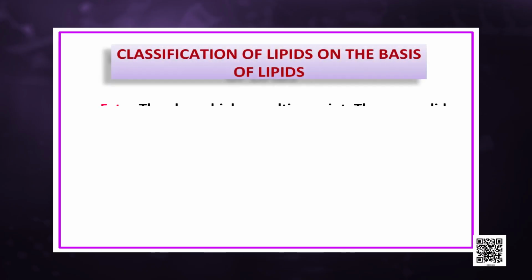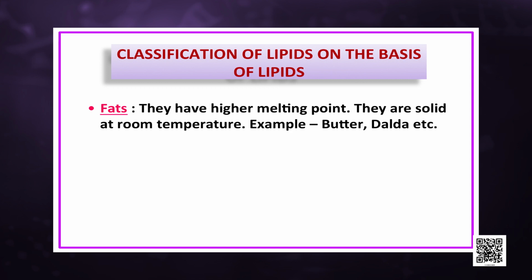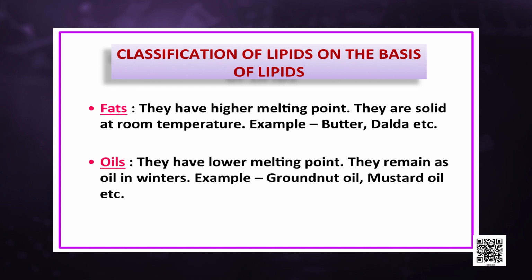On the basis of melting point, lipids are also called fats and oils. Fats have higher melting points and they are present in solid state at room temperature. Example is butter, which is consumed regularly by many people. Another example is dalda ghee. On the other hand, oils have lower melting point. They are present in liquid state at room temperature even in winters. Examples are groundnut oil, mustard oil. You might have noticed in your homes that even during severe winter, mustard oil remains in its liquid state.